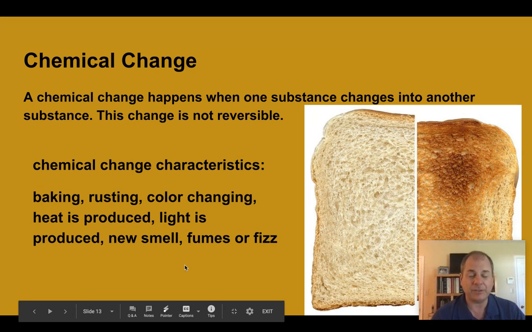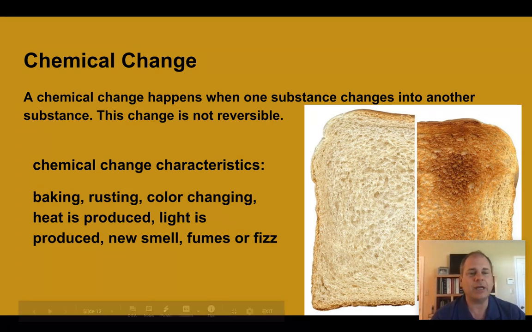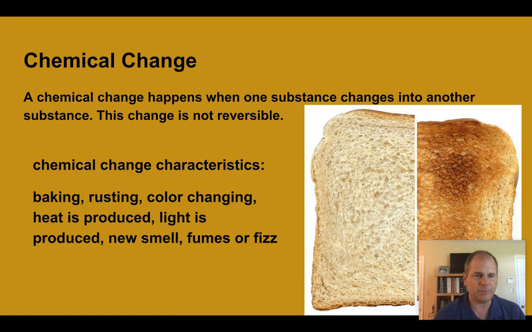A chemical change is something that you can't change back. So a chemical change happens when one substance changes into another substance, and the change is not reversible. This fresh slice of bread has been toasted. As you can see, it has changed color, it has changed smell, it has changed texture, and you cannot change the toast back into fresh bread.